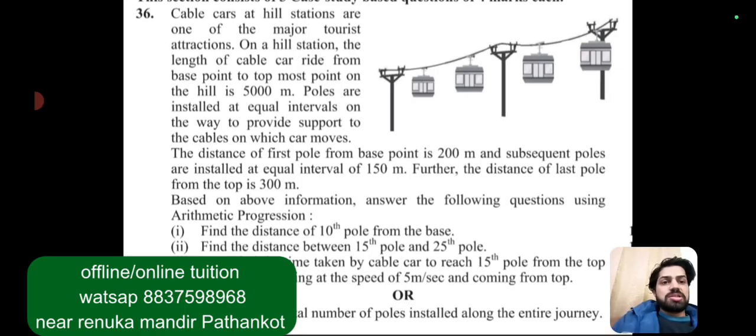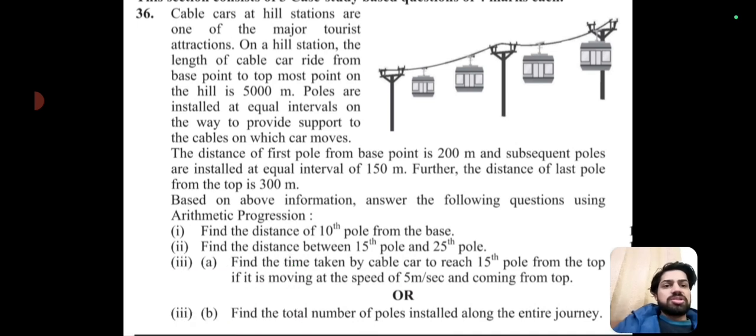Let's solve this case study based on Arithmetic Progression, class 10th. The distance of the first pole from the base point is 200. It means the first term is 200. So at every interval of 150 meters, subsequent poles are installed. It means the difference is given, that is 150.